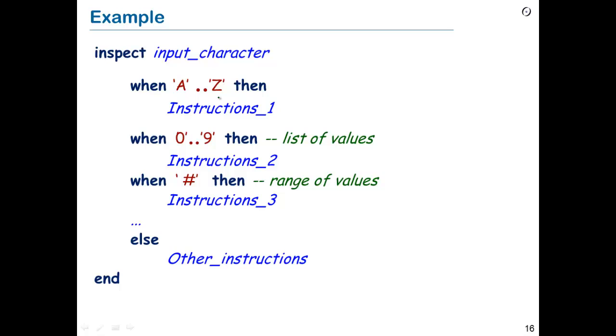A..Z means any character between A and Z in the order of the alphabet of the character set, and 0..9, there's an apostrophe here, you don't see it. It has to be an apostrophe, of course, because it should be a character. So this means any digit, 0, 1, 2, 3, anything between 0 and 9. And so this is going to execute instructions 1 for an uppercase letter, instructions 2 for a digit, and instructions 3 for the hash sign, and the other instructions for anything else. Now, what about if there is no else?